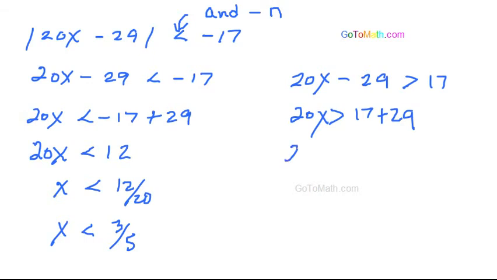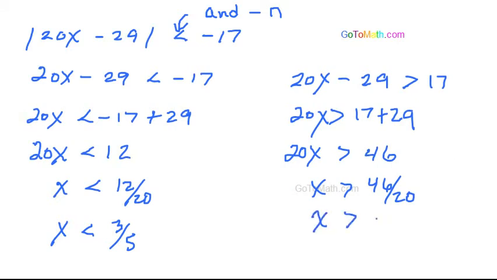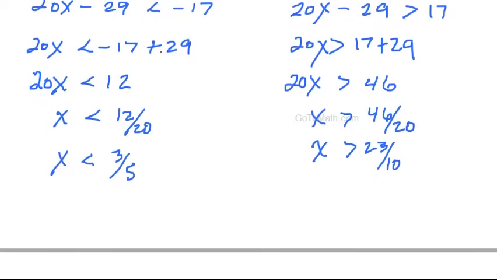So we end up with 20x is greater than 46. X is greater than 46 over 20. And of course that easily reduces down to 23 over 10. So we have x is greater than 23 over 10. Now let's get, well, I guess we don't need to do that. I was going to get the decimal representation of both those numbers.